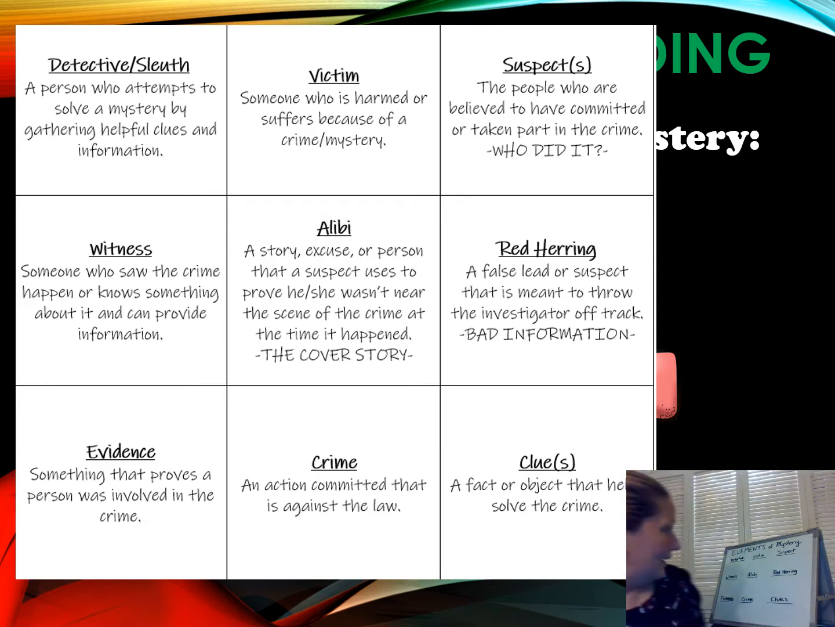I'm going to show you over here. I'm doing mine along with us. It's kind of hard to see right now, but this is the exact same thing, so whatever's here is right there on your screen. You're going to put detective, victim, suspect, witness, alibi, red herring, evidence, crime, and clues. That way we can fill it out as we read.